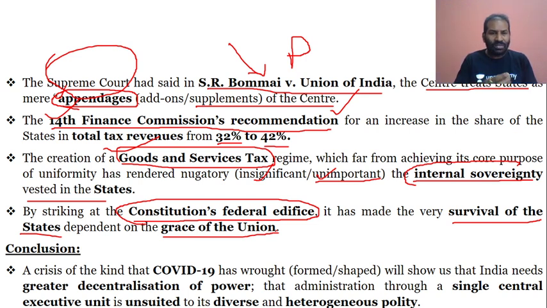The statement is: by striking at the constitutional federal edifice, the very survival of the states has been made dependent on the grace of the union. What is the constitutional federal structure? It is the federal edifice. So India's constitutional federal edifice has made the very survival of the states dependent on the grace of the union. Comment or discuss.